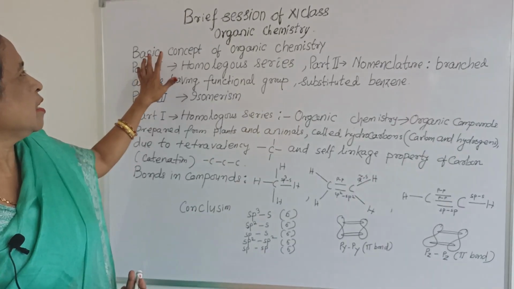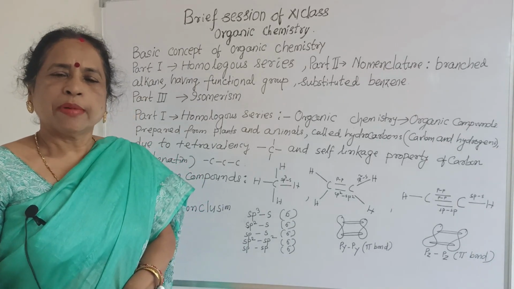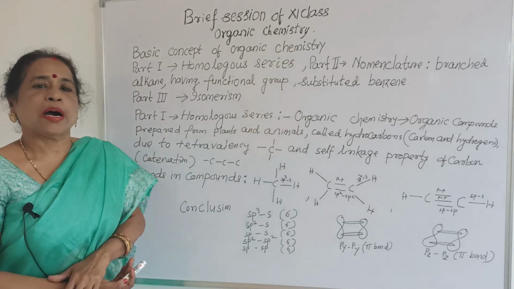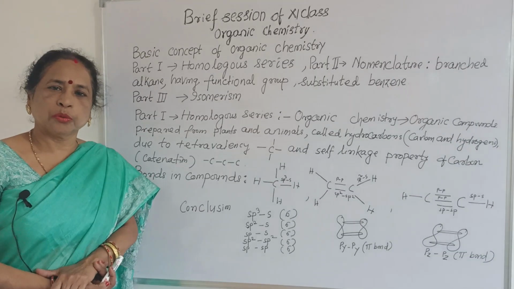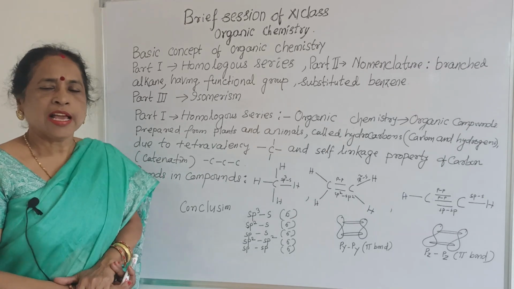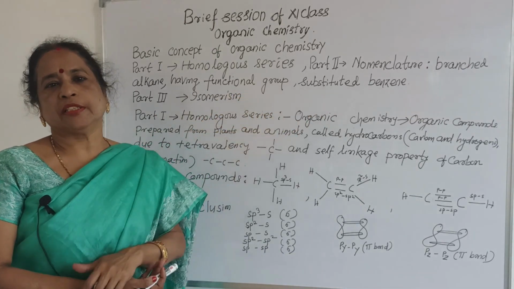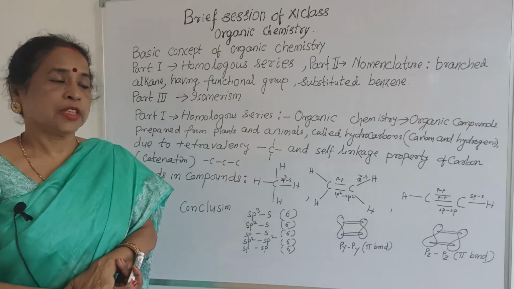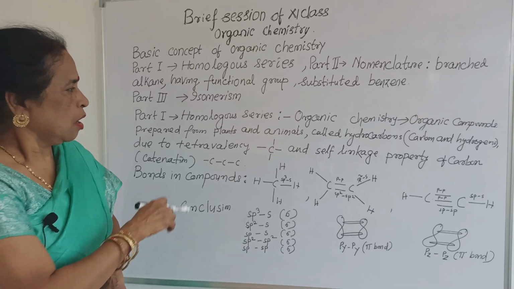First, we will see the basic concept of organic chemistry. The basic concept of organic chemistry consists of part 1, homologous series; part 2, nomenclature, having branch, alkene, having functional group and substituted benzene; and third part, that is isomerism. Come to part 1, homologous series.